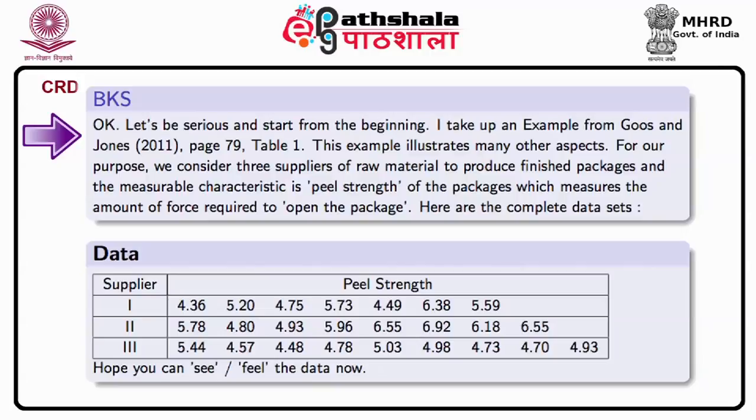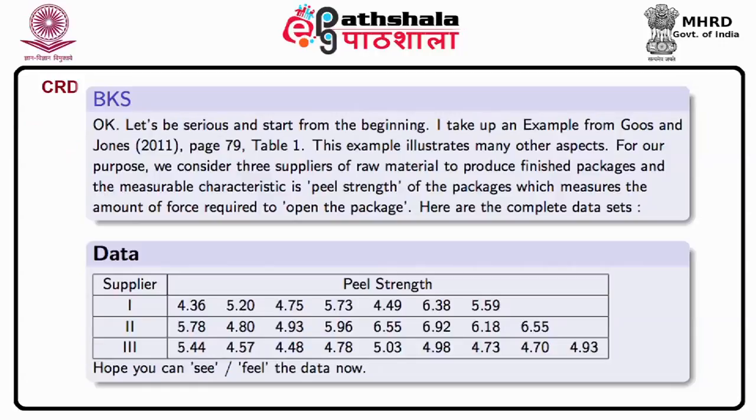I take up an example from Goos and Jones, 2011 book, page 79, table 1. This example illustrates many other aspects. For our purpose, we consider three suppliers of raw material to produce finished packages, and the measurable characteristic is the peel strength of the package, which measures the amount of force required to open the package. Here are the complete data sets.